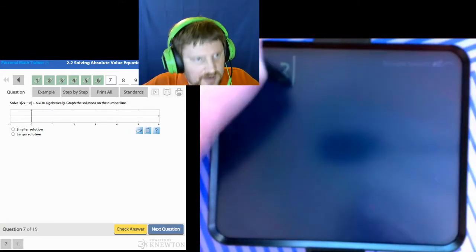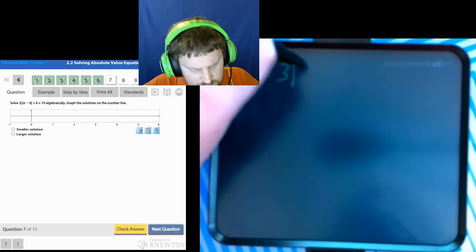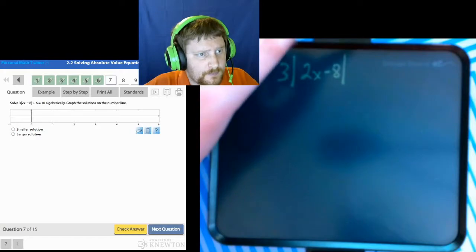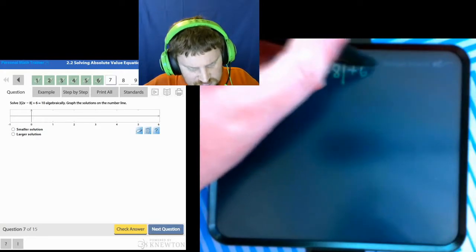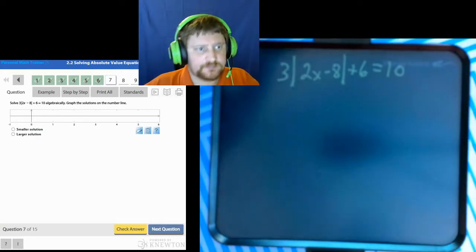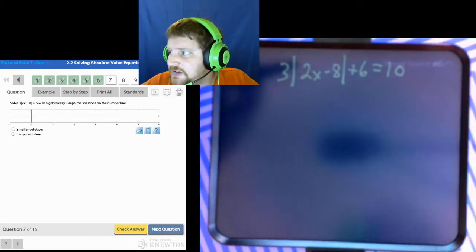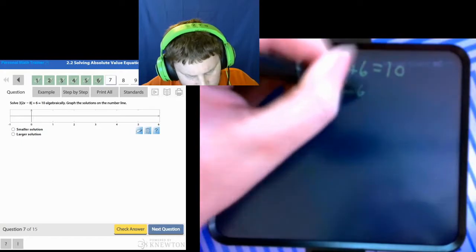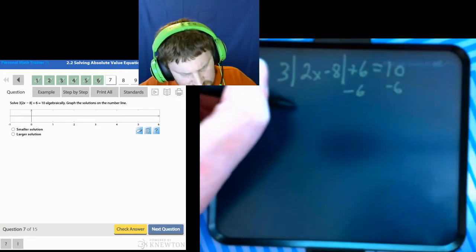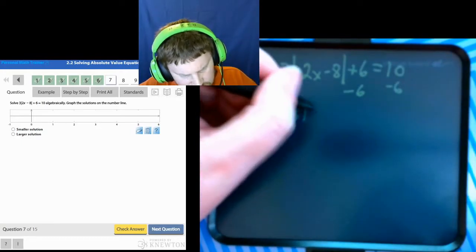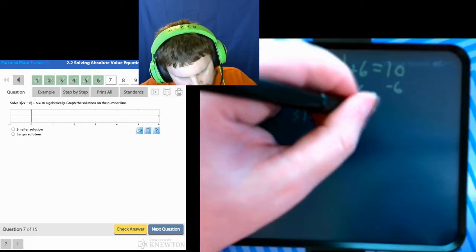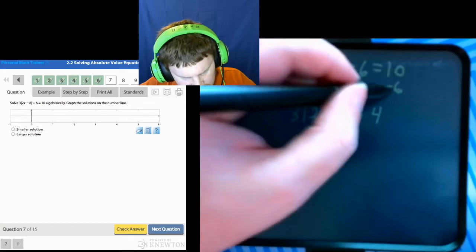3 times the absolute value of 2x minus 8 plus 6 equals 10. So this time it did not start out with the absolute value already isolated, so we're going to have to do that first. Subtract 6 from both sides. 3 times the absolute value of 2x minus 8 equals 4. 10 minus 6 is 4.